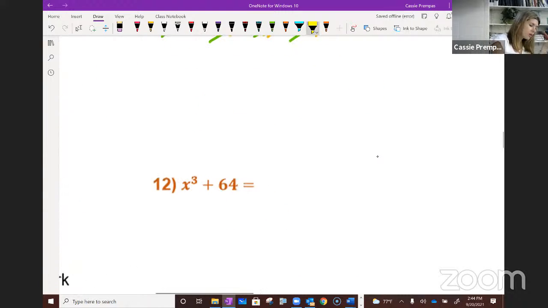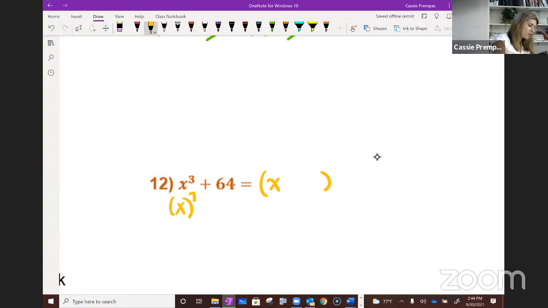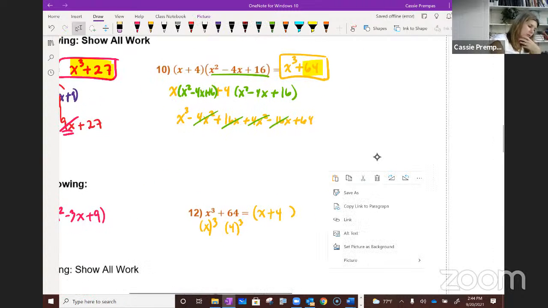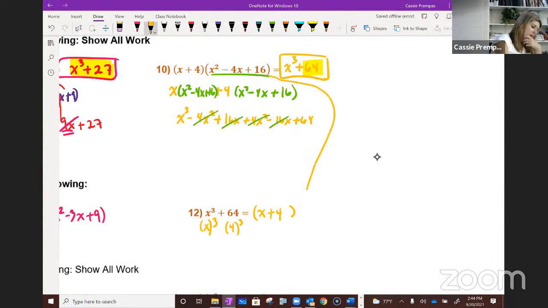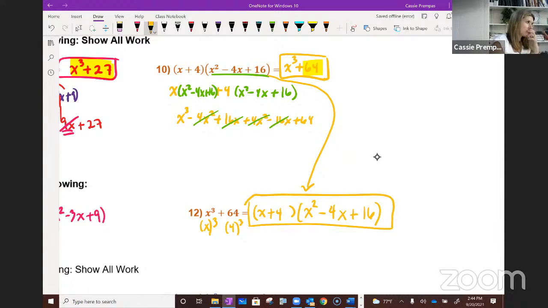4. Okay, so if we go to number 12, I know it correlates with the same color, number 10, but if I didn't know that, I still have that x, which is the cubed root of the first one. And I still have that 4. So x plus 4, that is a factor. The next factor, this one's a little kookier, so I'm just going to copy it straight down for right now. X plus 4 times x squared minus 4x plus 16. That's what I multiplied to get x cubed plus 64. So that's what it would be factored.